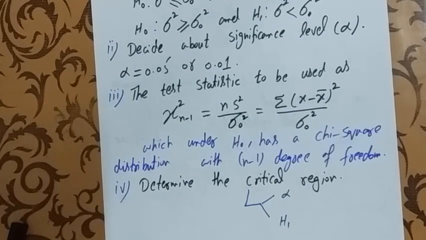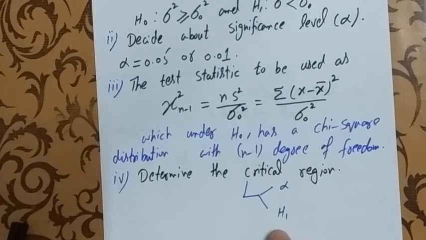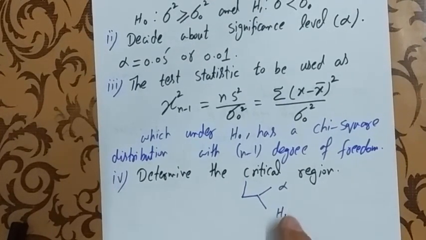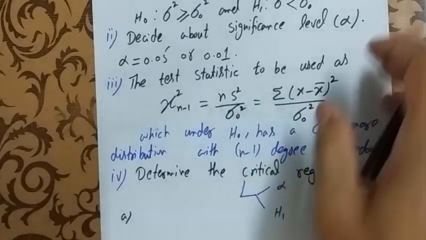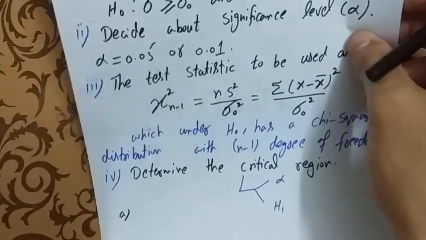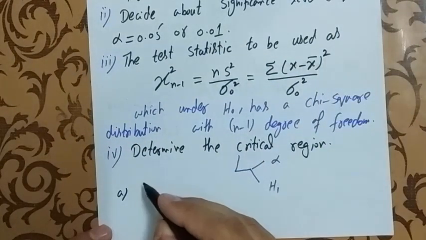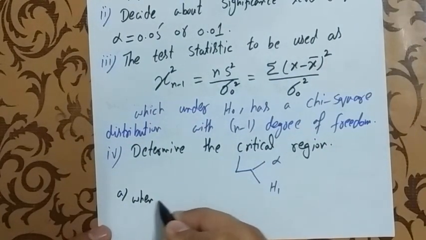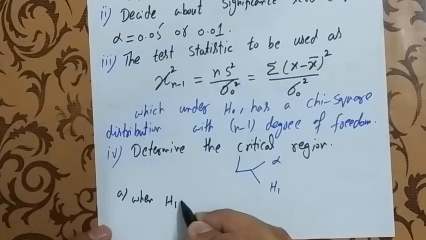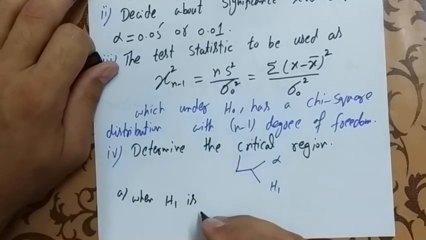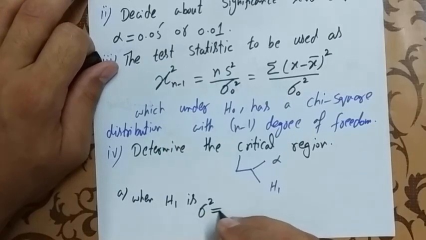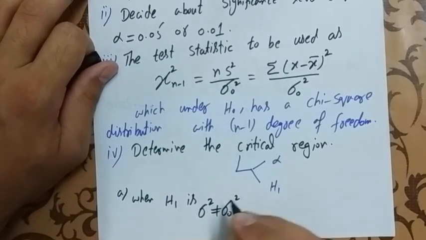Students, determine the critical region, which depends on alpha and H1. Now, the first point is A: when H1 is sigma square not equal to sigma naught square.